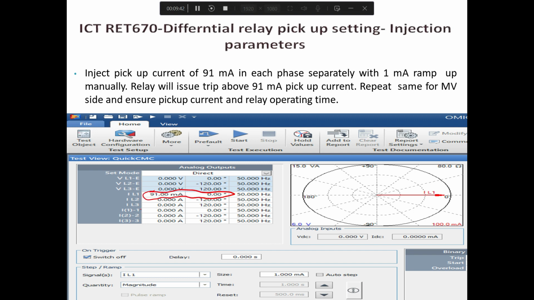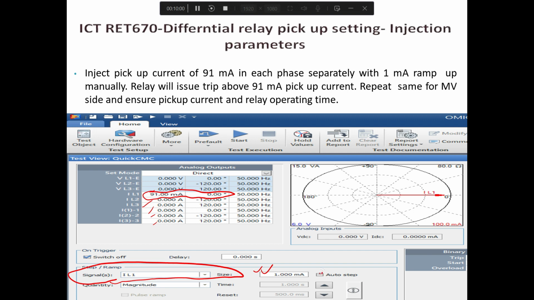Now, you see here, all other currents are zero. Now, start increasing the current with 1 milliampere or 2 milliampere step, whatever you want. So suppose this is my signal that I want to increase, that is IL1. I want to ramp up with this step of 1 milliampere.